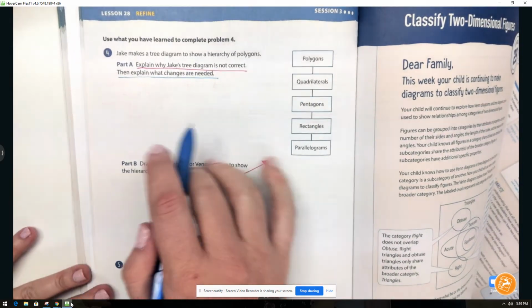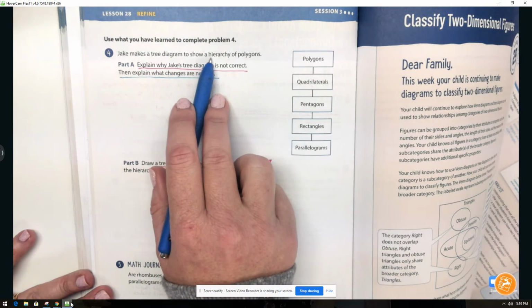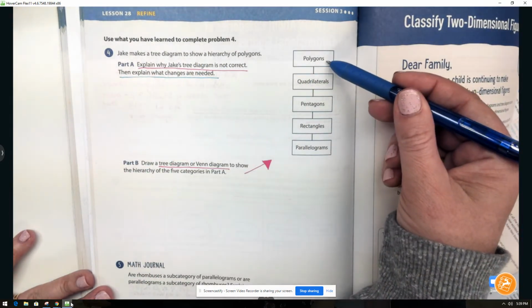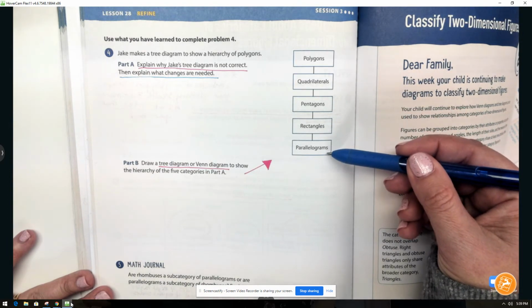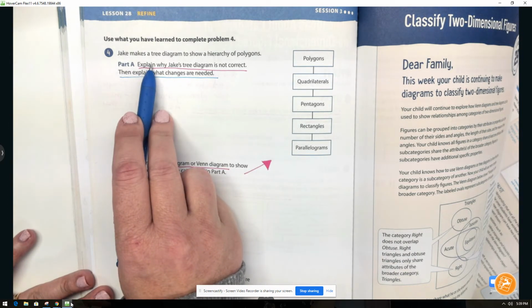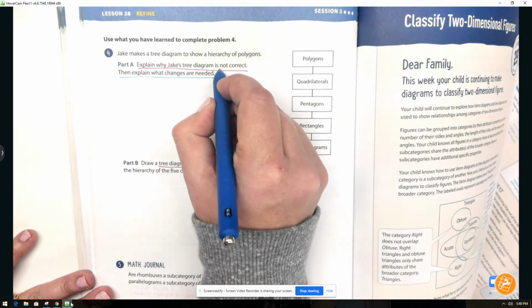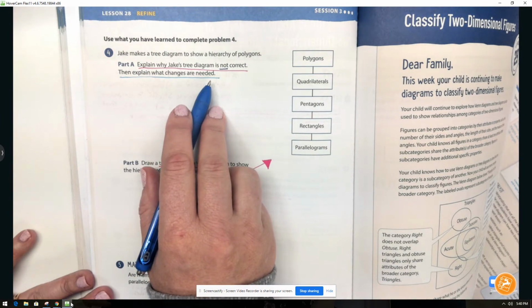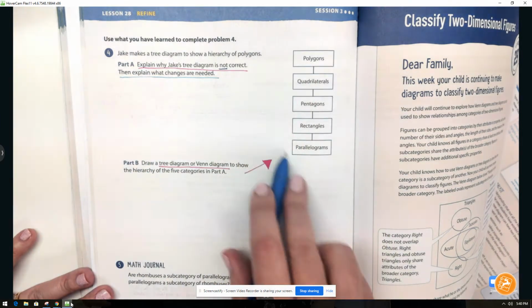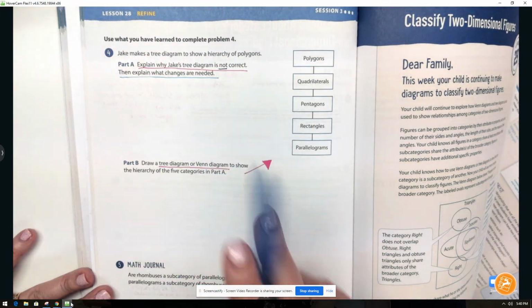On number 4, Jake makes a tree diagram to show a hierarchy of polygons. So we have polygons, quadrilaterals, pentagons, rectangles, parallelograms. Explain why Jake's tree diagram is not correct. Then explain what changes are needed. So tell me what in here doesn't belong, and then tell me how you could fix it.